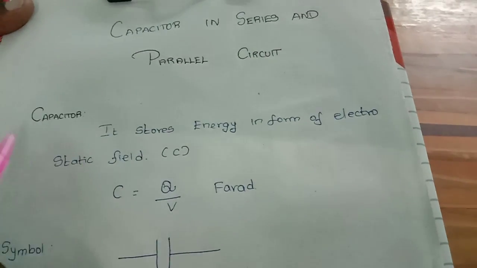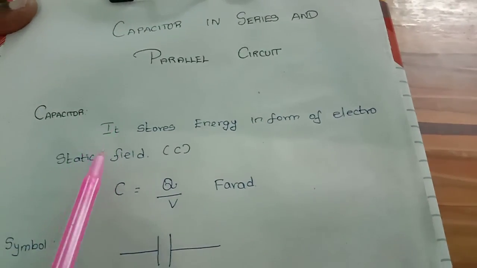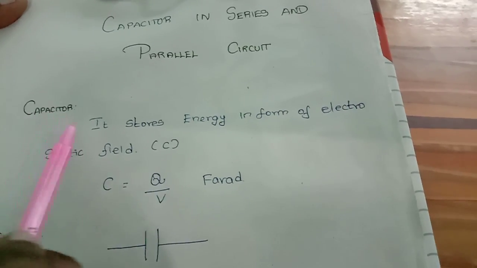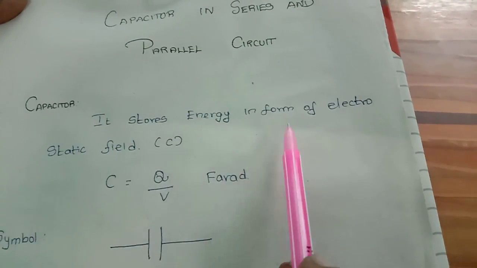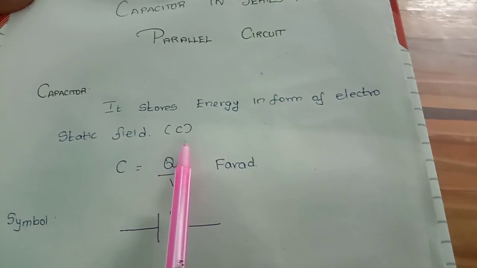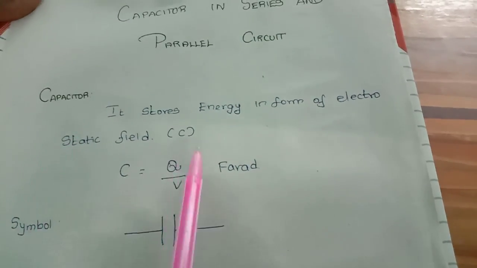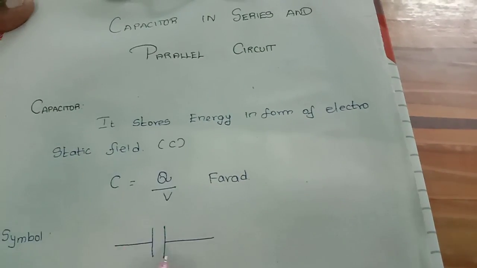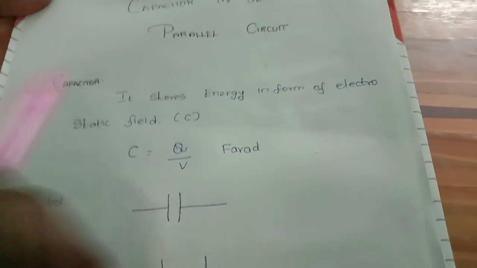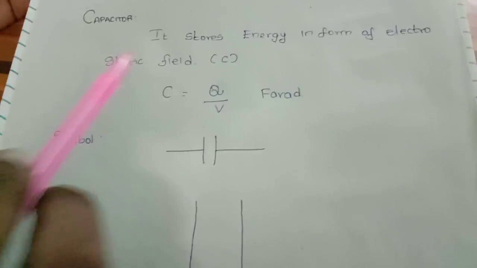Now here I will tell you what the capacitor actually does. A capacitor is a material or a device that stores energy in the form of an electrostatic field. So how is it storing the energy? I'll first give the working of a capacitor, then we'll go to capacitors in series and parallel.